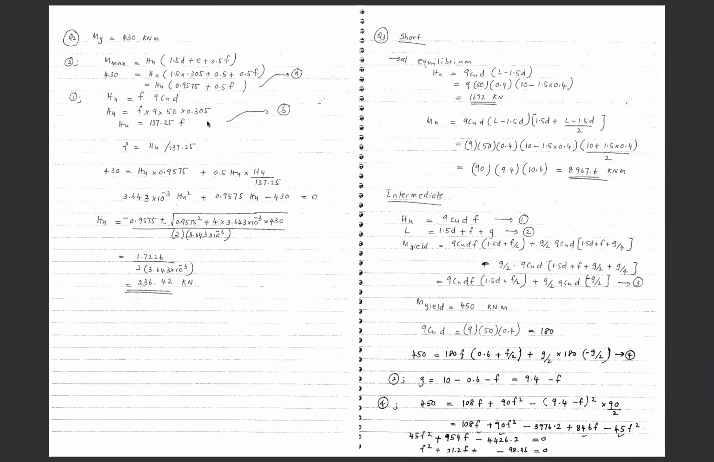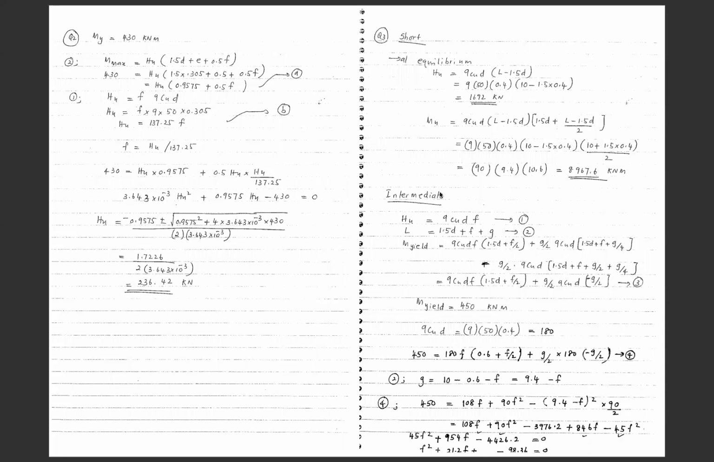So it's much easier than the previous questions, or more straightforward. We got the value of M ultimate as 8,967.6 kilonewton meter. That's the M ultimate value.